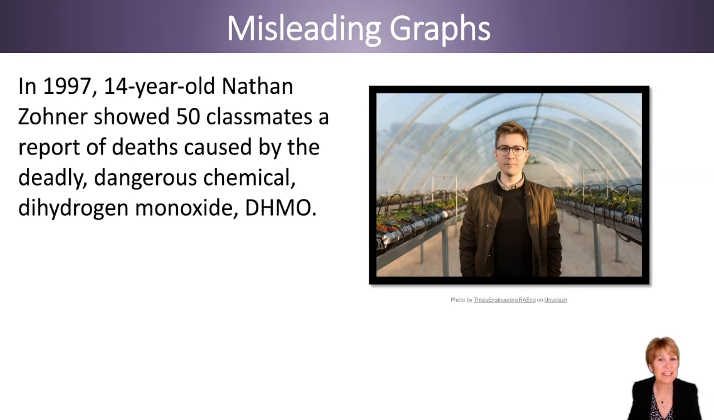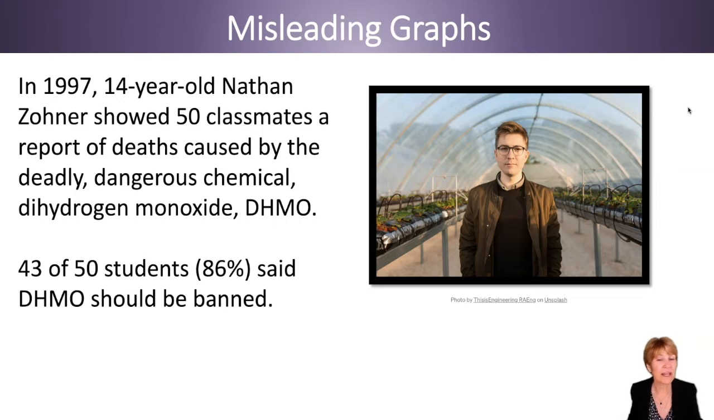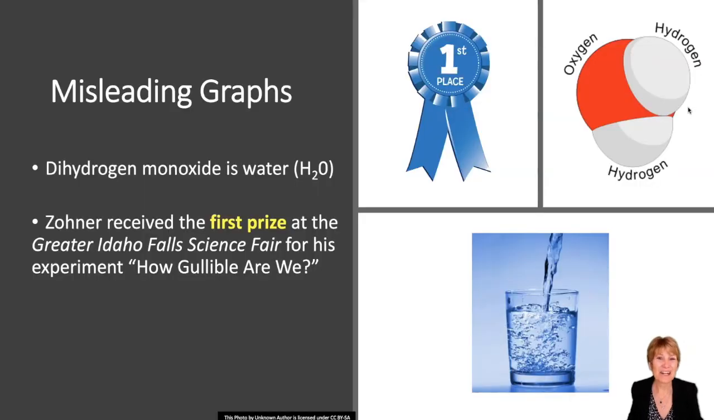When he was 14, he did a science experiment. He showed a report of deaths caused by a chemical called dihydrogen monoxide, and he asked them whether or not it should be banned. Well, 43 out of 50 of his classmates agreed that yes, they should ban DHMO. He ended up winning first place for his science experiment, which was titled, "How Gullible Are We?" Dihydrogen monoxide is water. They all agreed to ban water.